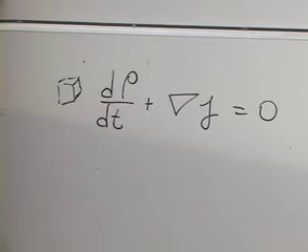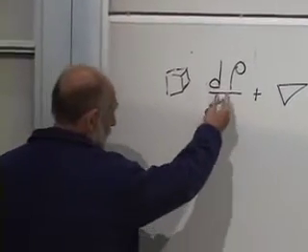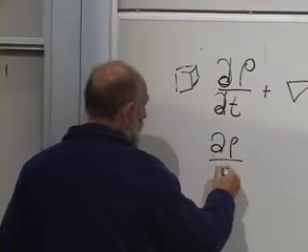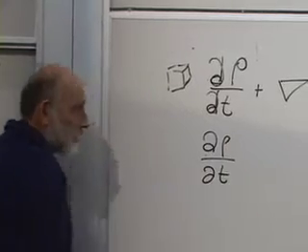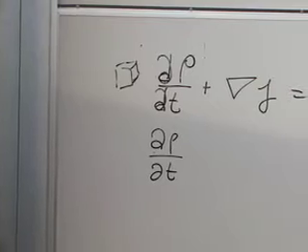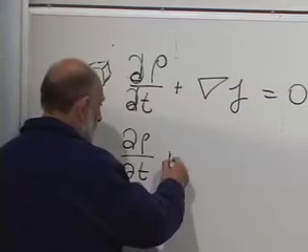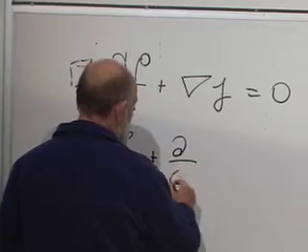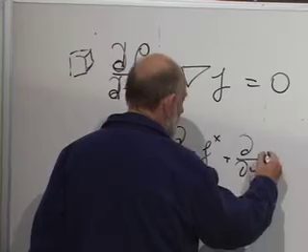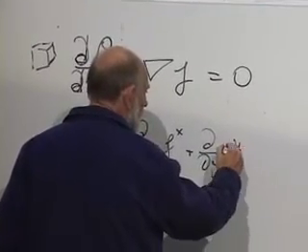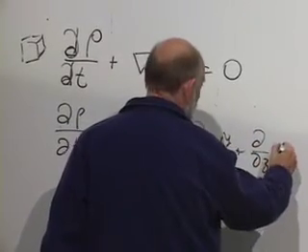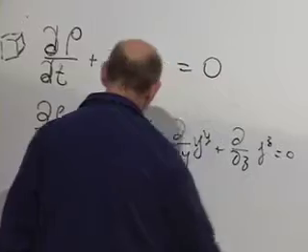We can write this explicitly. It says that, let's say, the partial of rho with respect to t. And then what is the divergence of the current? Anybody remember the form for the divergence of a vector? Right. It's the derivative with respect to x of the x component plus the derivative with respect to y of the y component, jy, plus the derivative with respect to z of jz, and that's equal to 0.